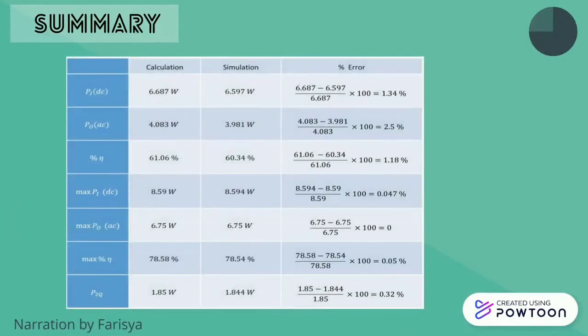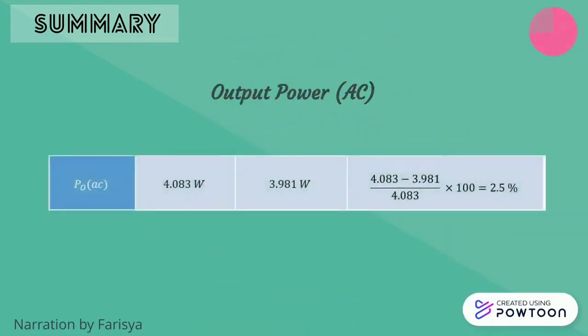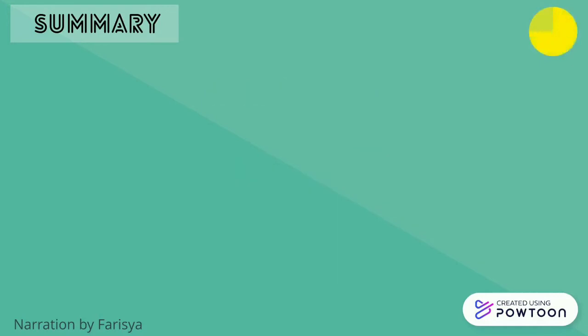I will explain about the analysis. As for summary, we can conclude that our calculation and simulation have almost the same value. The power supplied to the circuit for calculation and simulation is 6.687 watt and 6.597 watt, which has 1.34% of error, while the output power developed across the load for calculation and simulation is 4.083 watt and 3.981 watt, which has 2.5% of error.